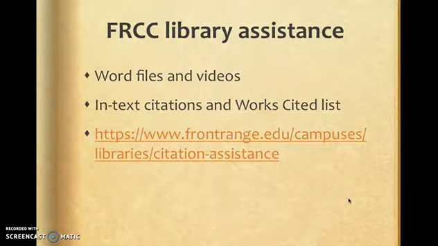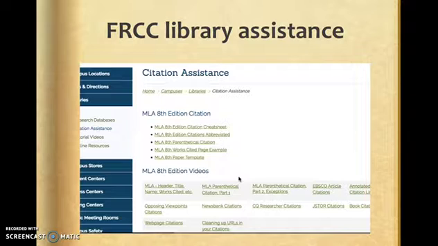Another place you can look for help is the library right here at Front Range Community College. There are several Word files and videos that the librarians have put together, especially in regard to how to use in-text citations and works cited list. So here's the URL to get you to that page. Here's what that page looks like once you actually get to the citation assistance. So these are Word documents that will help you take a look at how things should look.